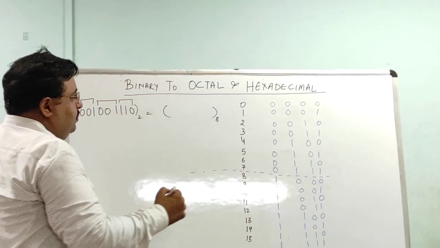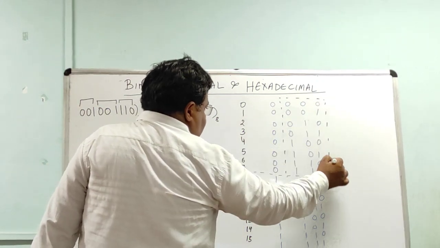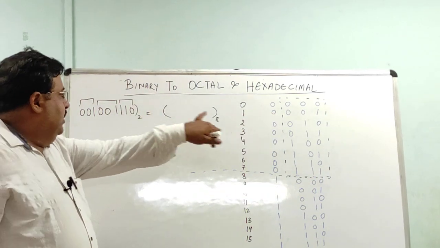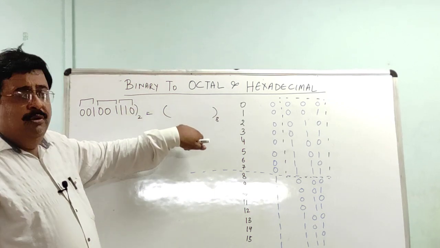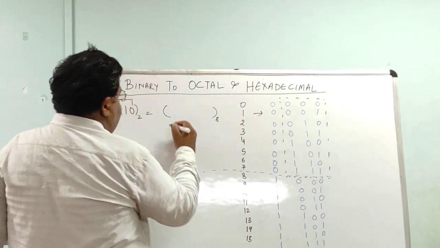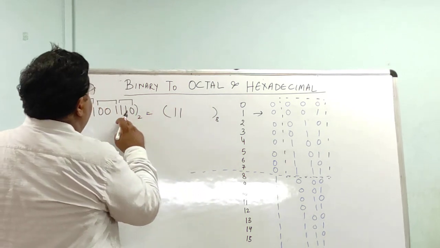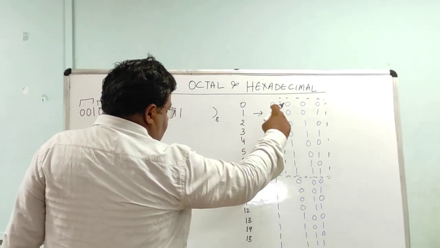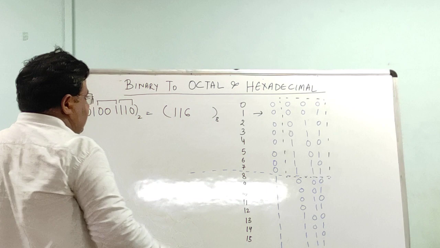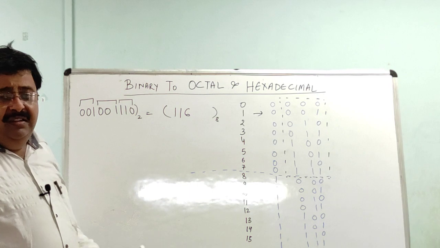Now I will be observing only this section, and whatever the value I am getting for each group, that one I am going to write here. So 001 is 1, so 1, again 001 is 1, and 110 is 6. That means this is 116 in the octal number system.